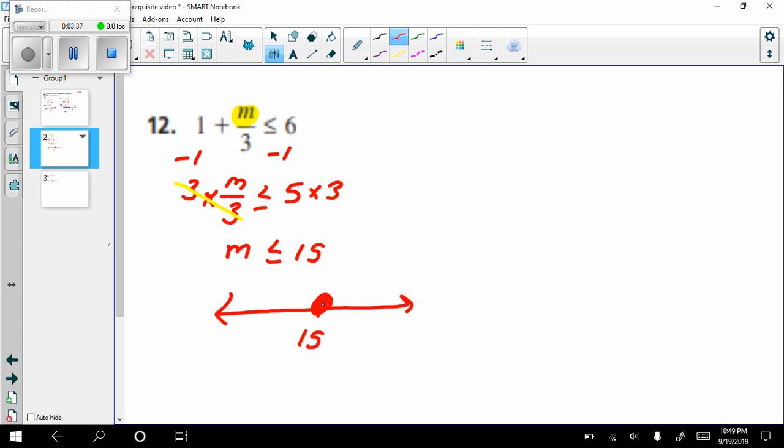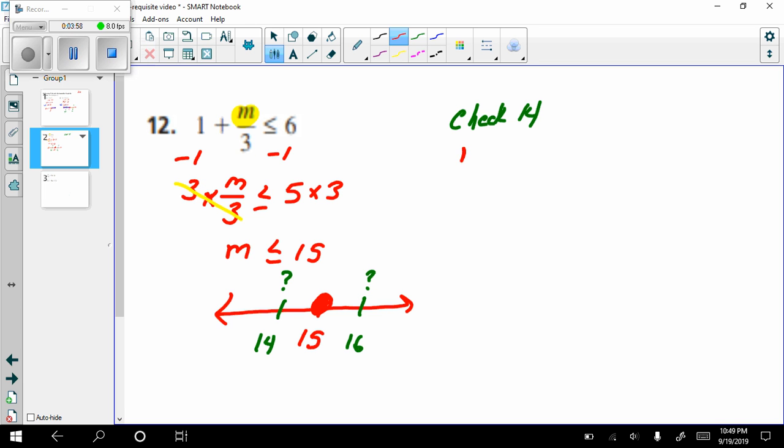Again, I'm going to have a dialogue about solutions. If you weren't sure, let's say you weren't sure, you could check a point on either side of that solution set. So I just want to show you what that looks like. Let's check 14. All right, so I'm going to plug that in.